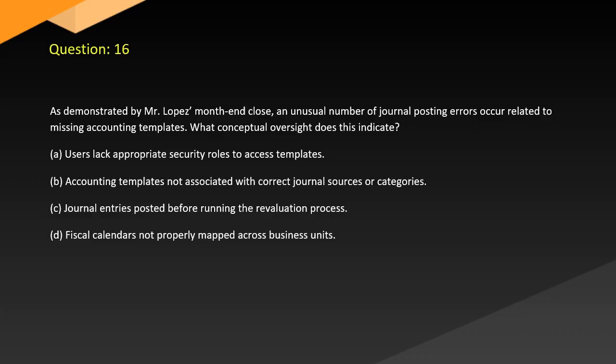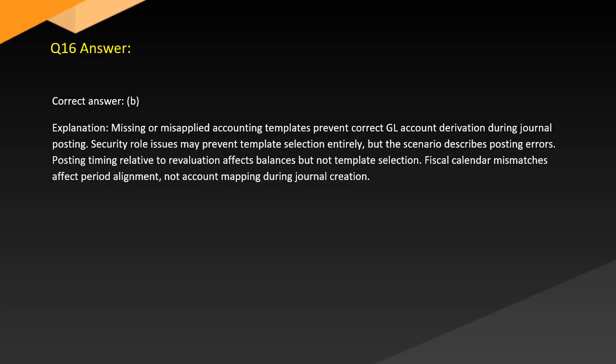A. Users lack appropriate security roles to access templates. B. Accounting templates not associated with correct journal sources or categories. C. Journal entries posted before running the revaluation process. D. Fiscal calendars not properly mapped across business units. Answer. Correct answer. B. Explanation. Missing or misapplied accounting templates prevent correct GL account derivation during journal posting.